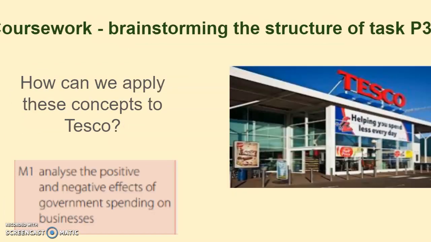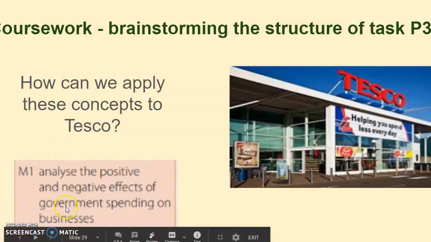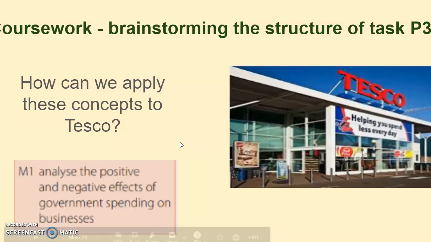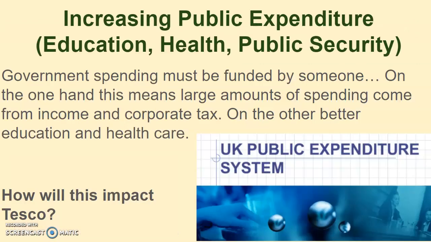Now, how can we apply these concepts to our company, which is Tesco? So remember, the task M1 asks us to analyse the positive and the negative effects of government spending on Tesco, on our selected business. Now, how exactly does increasing public expenditure affect our company?